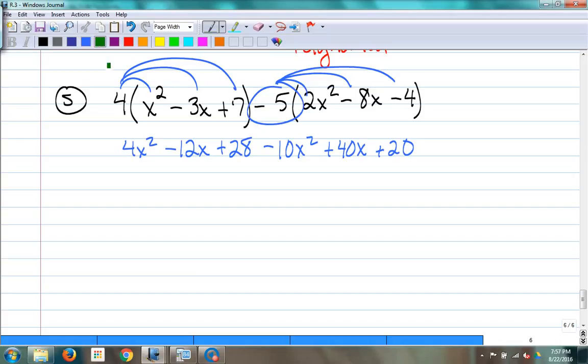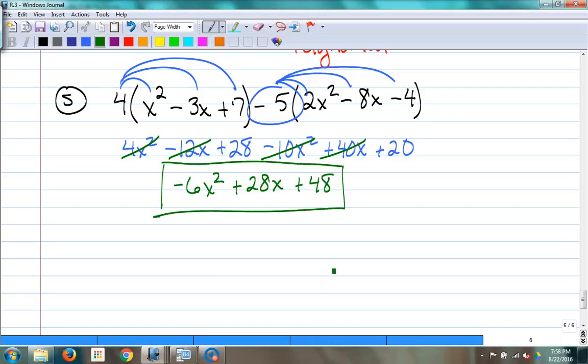Okay? Now let's put the like terms together. So we got 4x squared goes with negative 10. So that'd be negative 6, right? And then those are done, so maybe I'll slash those out because I'm done. And then negative 12x plus 40x would be 28x positive. 40 minus 12. And then those are done. So then 28 plus 20. 48. So we ended up with a what? Trinomial. We could classify that as a trinomial.